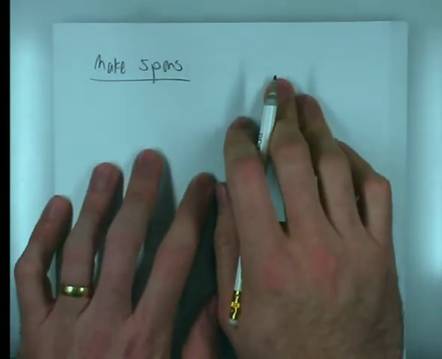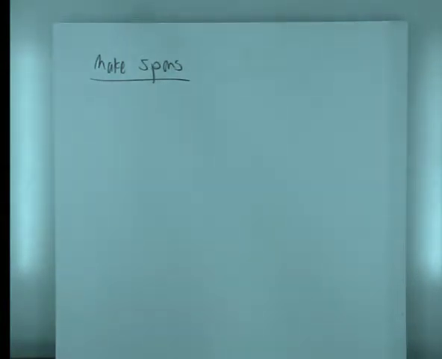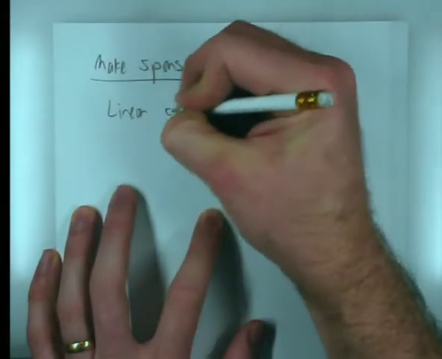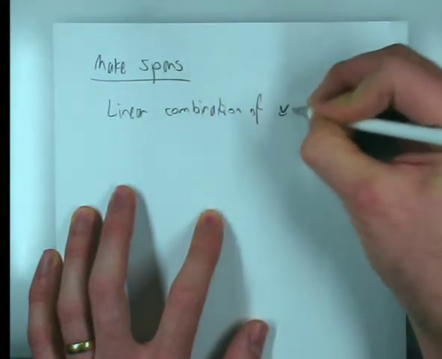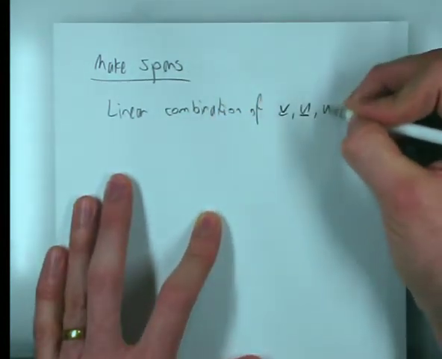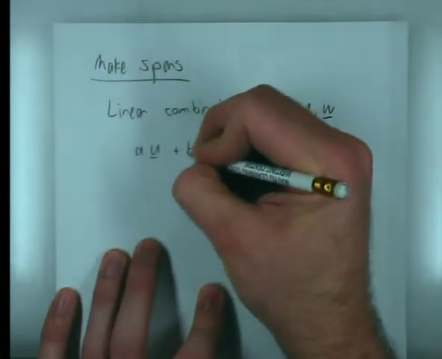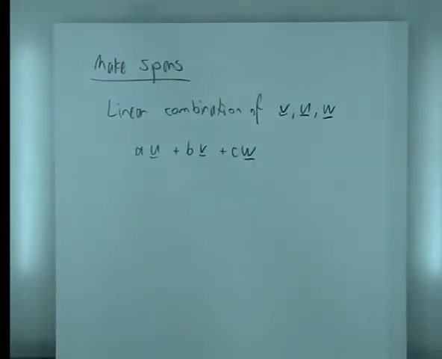So what we can make is spans. The whole point is to do addition and scalar multiplication. And if you do addition and scalar multiplication simultaneously, it's called making a linear combination. A linear combination of v and u and w, they're vectors. See, I put underlines on them, you can tell they're vectors. It would be something like this, and whatever that comes out to, that answer is a linear combination.